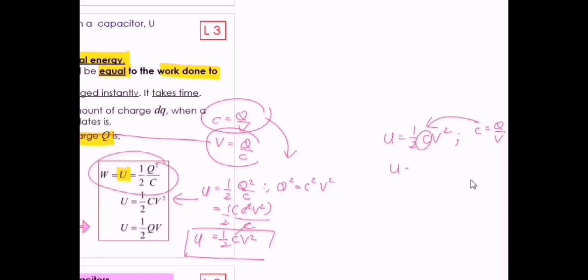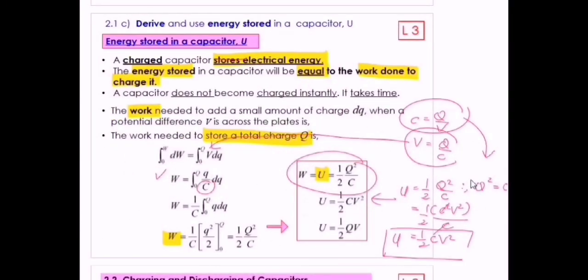So U equals 1 over 2, and then the C would be replaced with Q over V, squared. This potential difference will cancel with this to the power of 2, and our final equation would be U equals 1 over 2 QV. So that's how we have 3 equations. This is the first one which we have integrated.